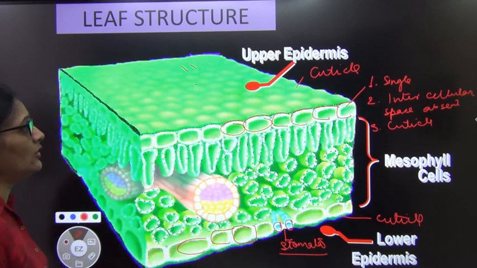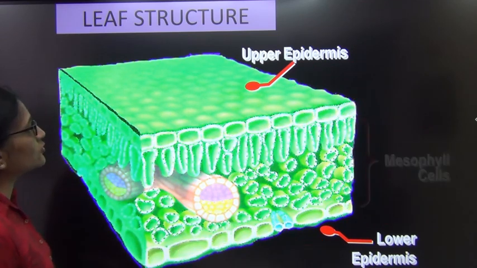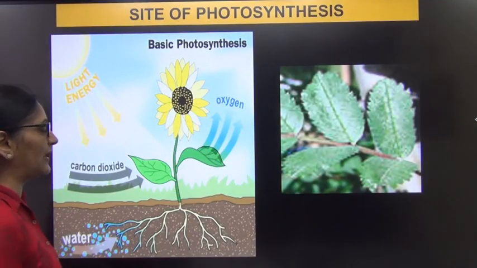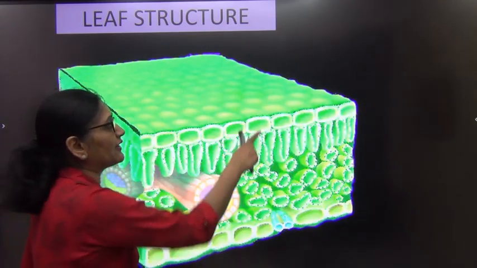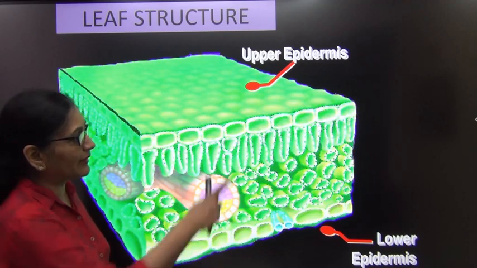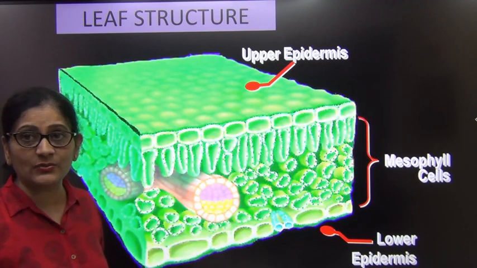So let us quickly go back to see what I have been teaching you right now. Where does this photosynthesis take place? It takes place in the green parts of the plant, preferably leaves. Now what is the structure of a leaf? Each leaf is covered by an upper epidermis and a lower epidermis, and the middle part of the leaf is called as mesophyll. I want to explain you this word as well.